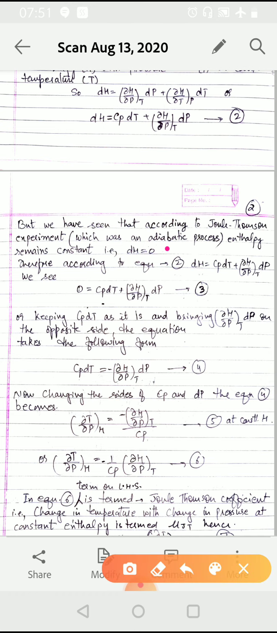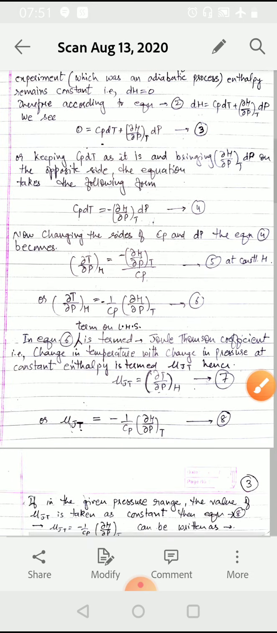Therefore, according to equation 2, dH = 0 = Cp dT + (∂H/∂P)T dP. Keeping Cp dT as it is and bringing the (∂H/∂P)T term to the opposite side, equation 3 becomes Cp dT = -(∂H/∂P)T dP. Now changing the sides of Cp and dP, the equation takes the form (∂T/∂P)H, as it is constant enthalpy, equals -(∂H/∂P)T / Cp, or equation 5 can be rewritten as (∂T/∂P)H = -(1/Cp)(∂H/∂P)T.